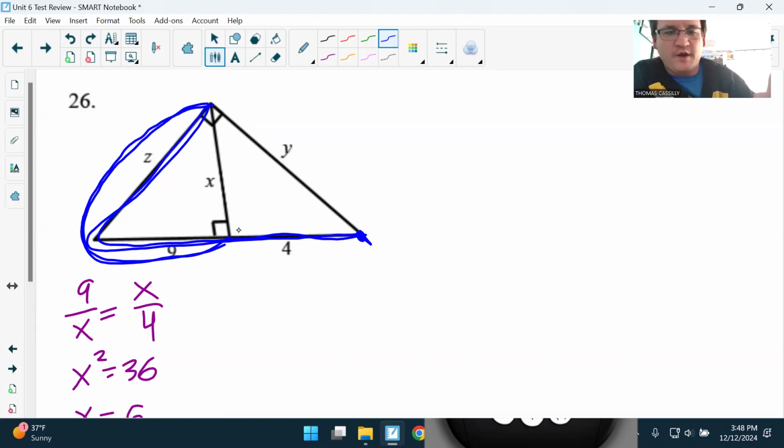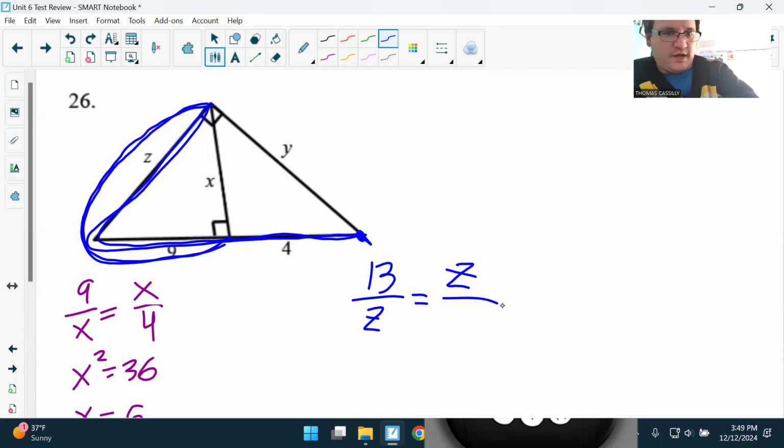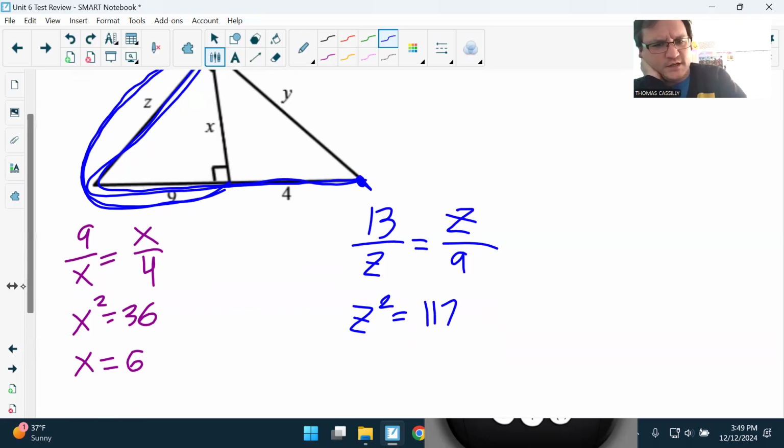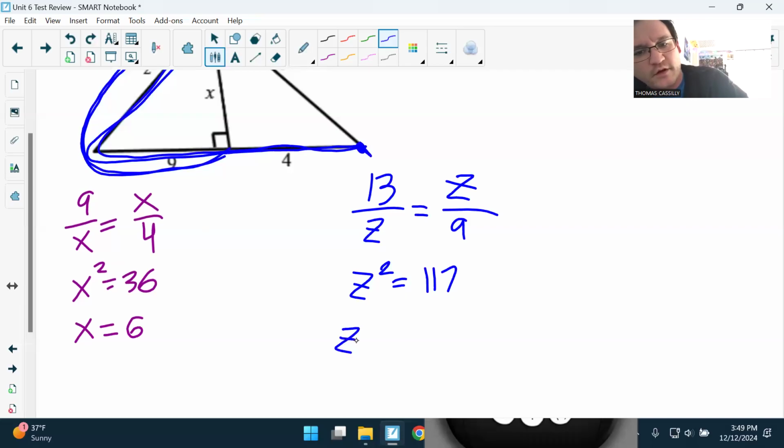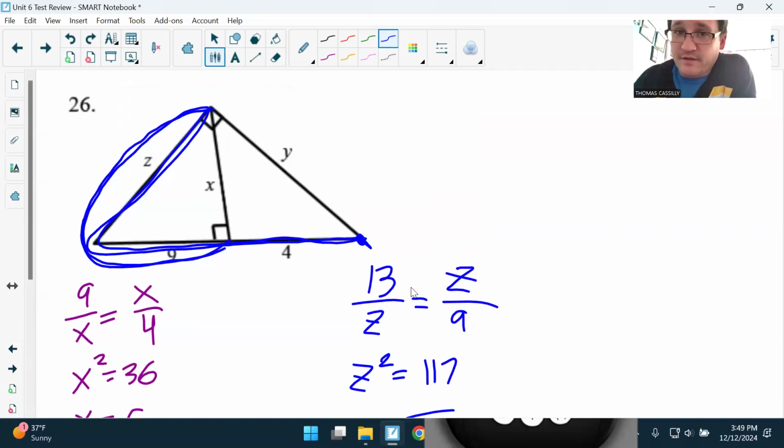So I'm going to take the entire bottom piece, which is 13, and follow that flight path. I'm going to say 13 divided by z, and then it spins around, and I get z divided by, well, that piece that it stopped short at was 9. So that is the boomerang approach. We can say z squared equals 13 times 9, which is 117. Let's square root both sides, and I get the square root of 117. That is z.